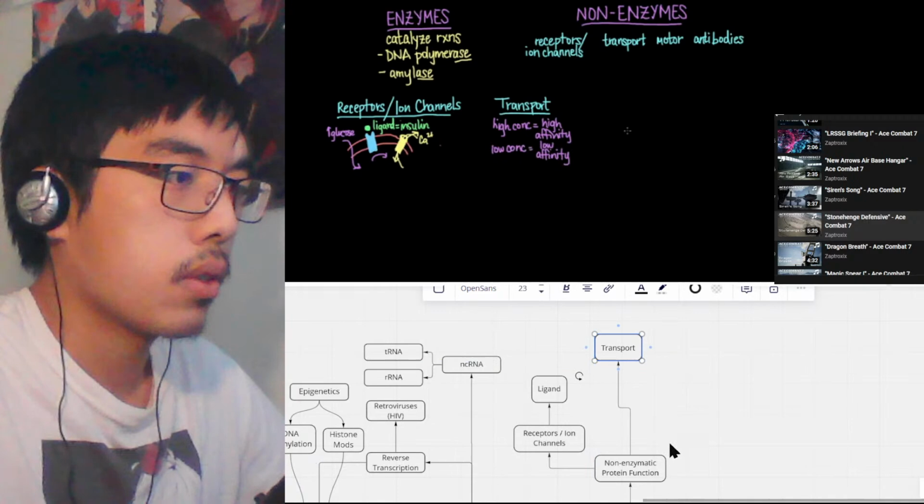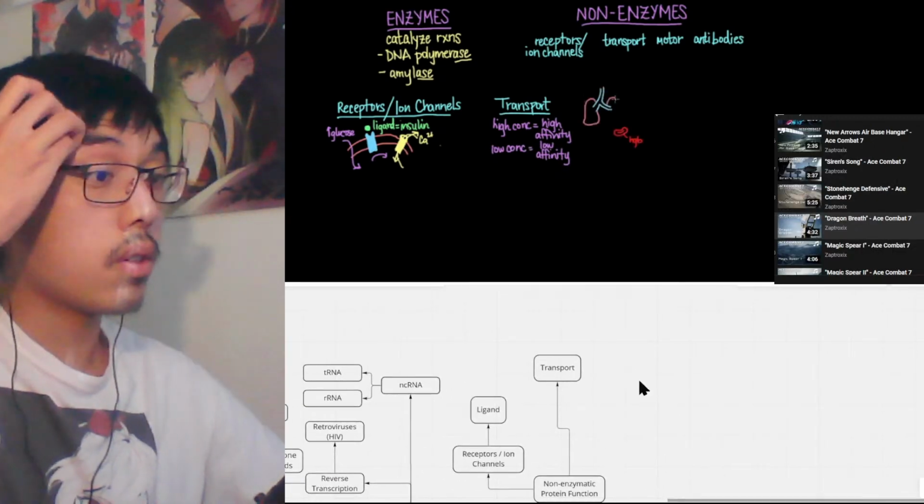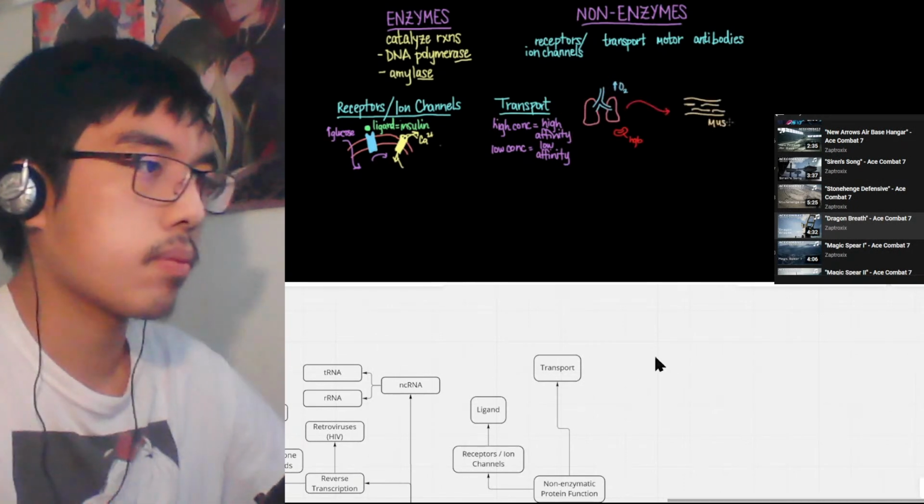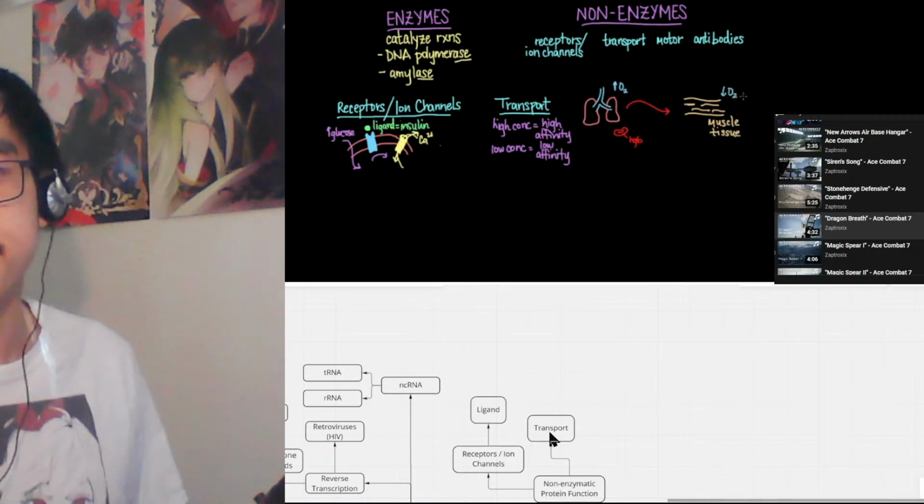A good example of this is hemoglobin. So hemoglobin is present in red blood cells, and it picks up oxygen in the lungs. So here are my lungs, it's high in oxygen in your lungs, and then delivers this oxygen to tissues. And we'll draw tissue here, say it's muscle tissue, where it's present in low concentrations. And so this is a great example of a transport protein at work. So next up are the motor proteins.